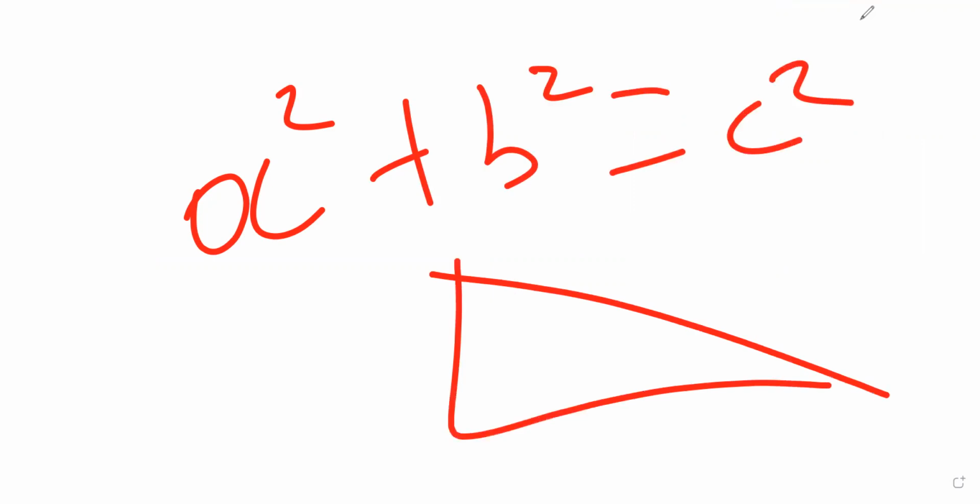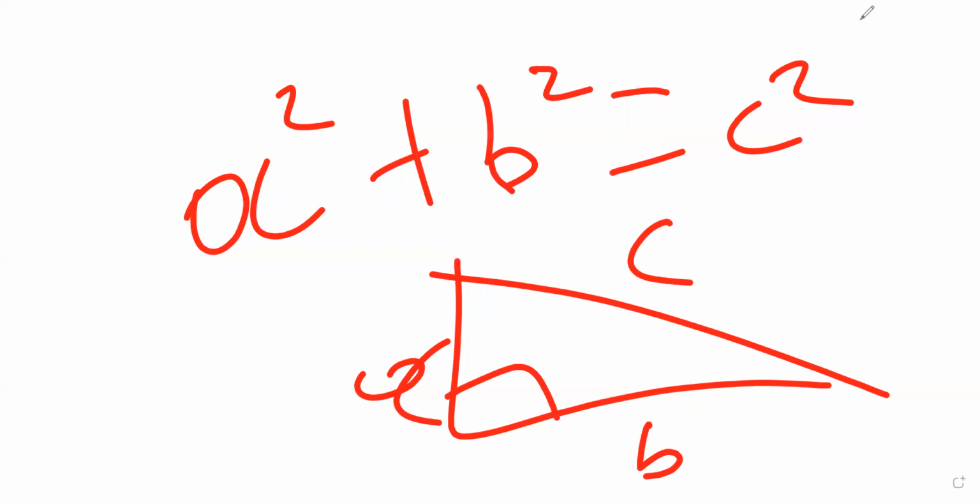And if we remember, the longest side is c, and we could just place b and a anywhere in the triangle. So we're going to simply use this theorem to solve for missing sides of a right triangle.